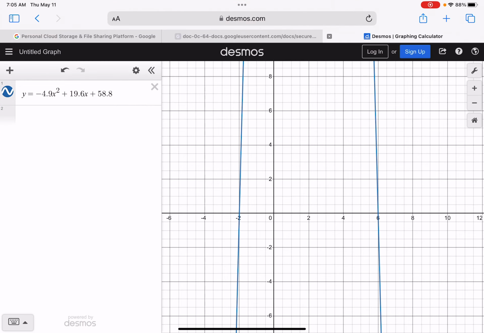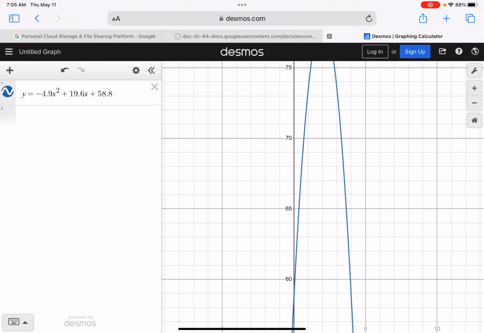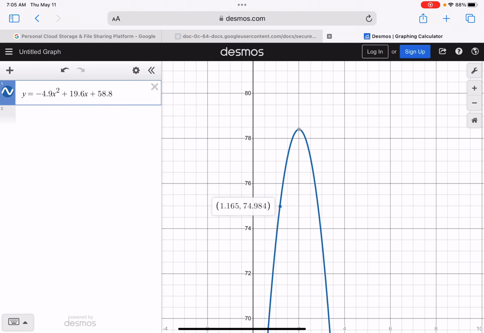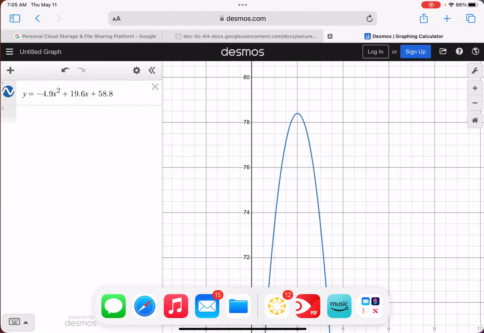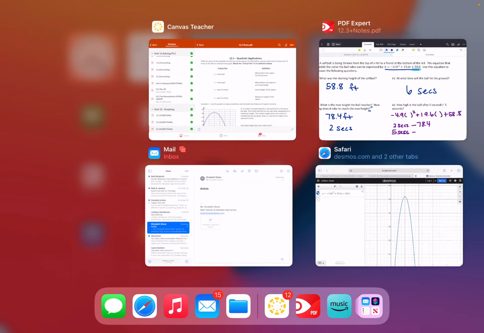All right, let's come here. 2 seconds. Get to the top of this thing. All right, 2 seconds. So after 2 seconds, hey, that's the maximum. We already had that one. I bet you guys already figured that out. 78.4. Okay, how about after 5 seconds?